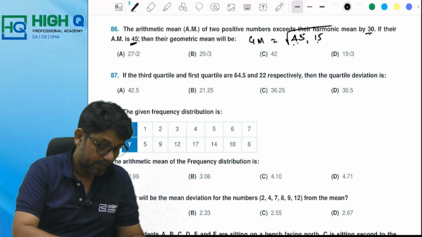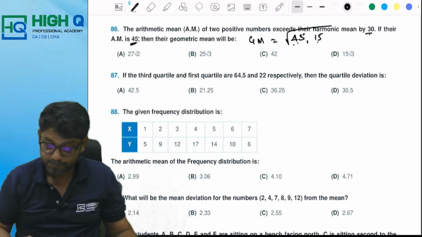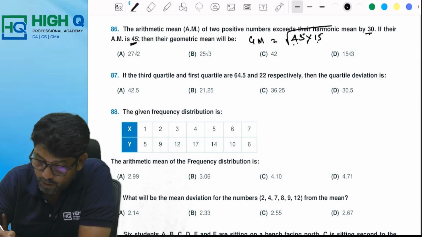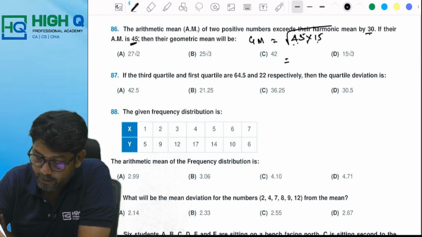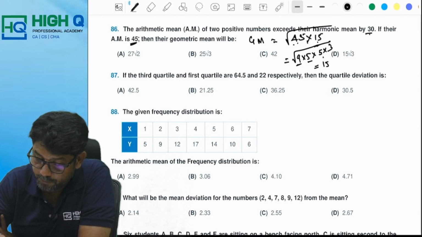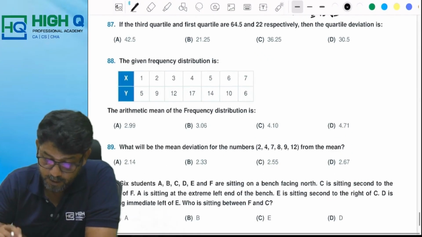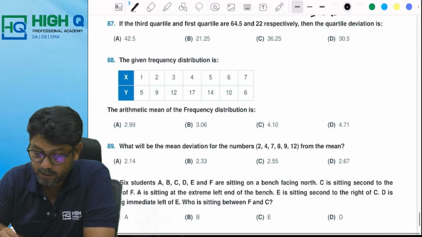Geometric mean is equal to root of AM into HM, right? So 45 into 15 and its square root. Okay, I think it is given in the root format. So root of 45 into 15. So I think this can be written as 9 into 5 into 5 into 3. Let me take 3 outside and 5 also will come outside. Is it nothing but 15 root 3? Option D, my dear.